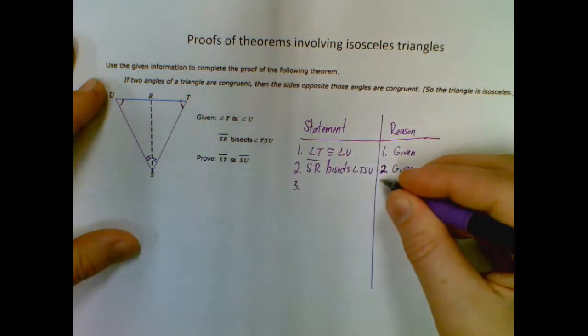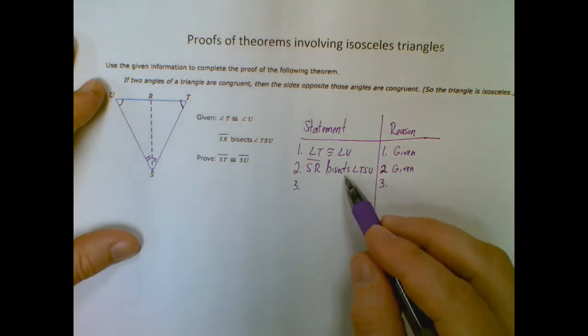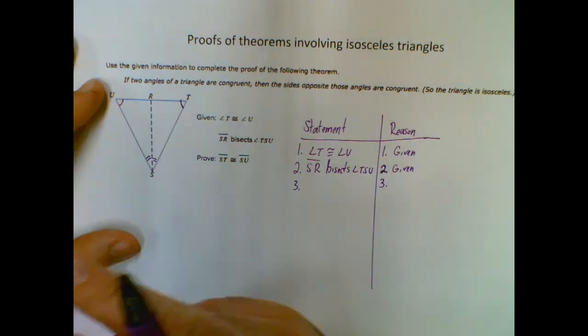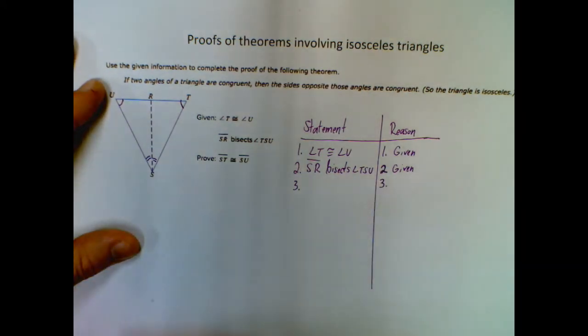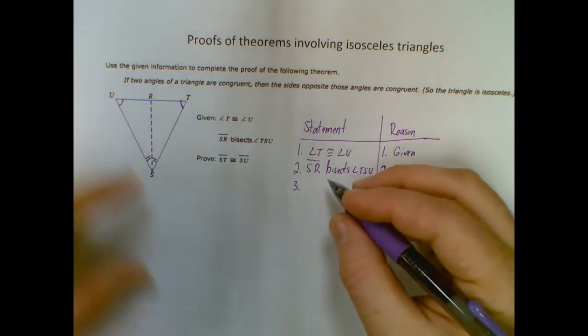So I want to go with the implication of the second one, because this one tells me congruency right off the bat. This one does not. I drew it in there, but it doesn't actually tell me that directly. So that is an inference I am drawing, or an implication, really. So I'm going to make sure I do that.